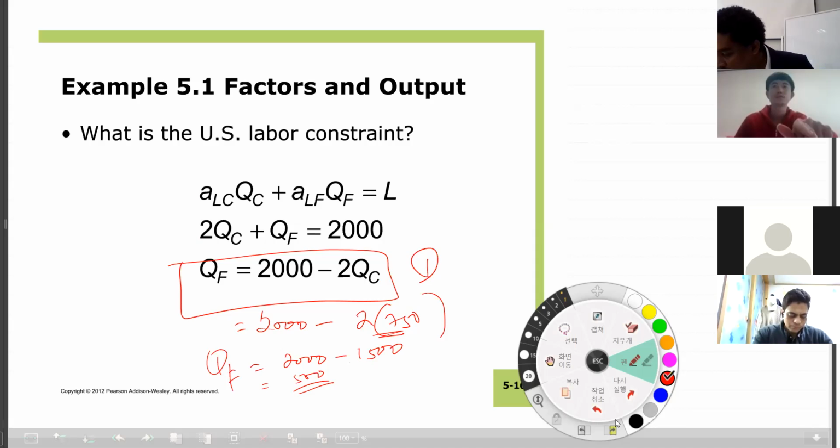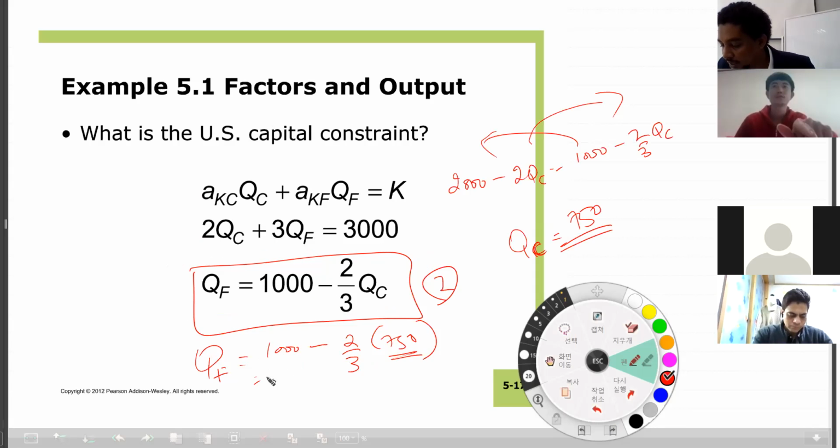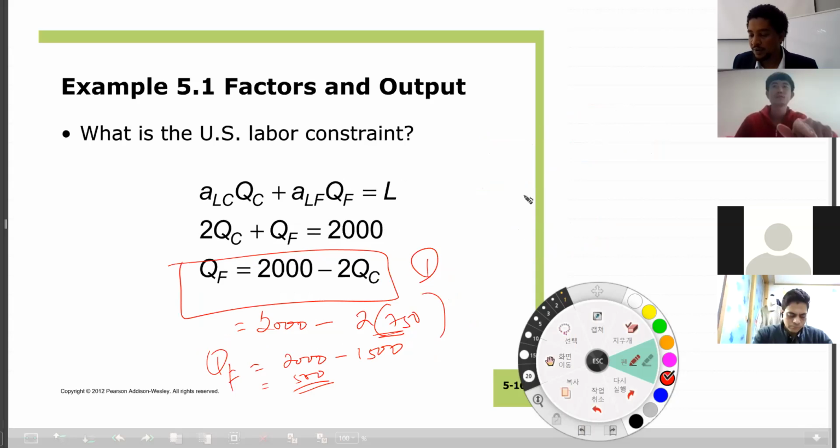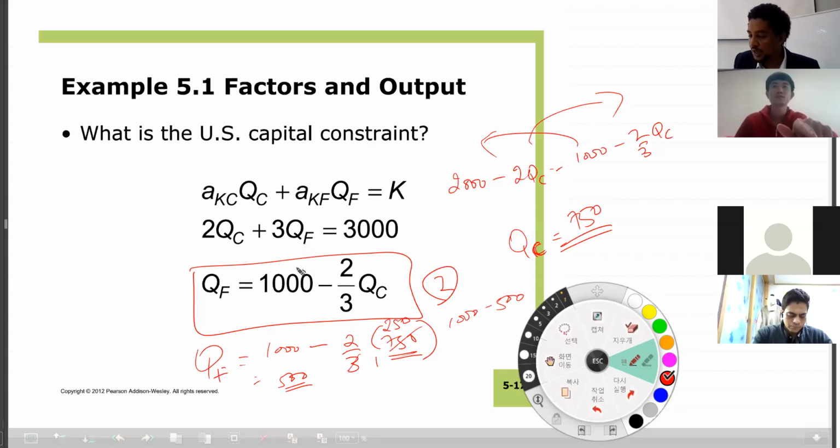Okay, you can use the same amount here. You will find 500, because one third of 750 is 250, right? So 1,000 minus 2 times 250 is 500. Okay, so not 5. So you'll find QF is equal to 500. Whether you use the QC value here or here, you will find the same amount of QF. Okay, so now you have three things to consider, right?